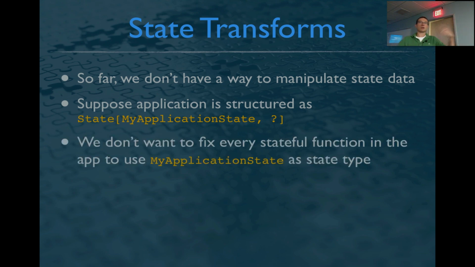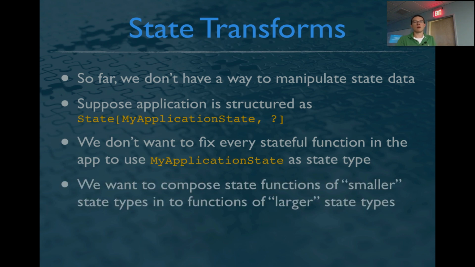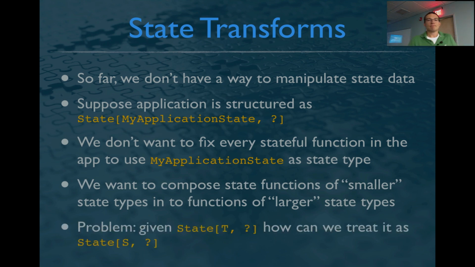So our fundamental action with functional programming is this composition approach. So how can we compose these state data types in a way that we can transform the state type? And so really what I'm asking is this. If I have a state of T comma anything, how can I just treat that state as a state of S comma anything?